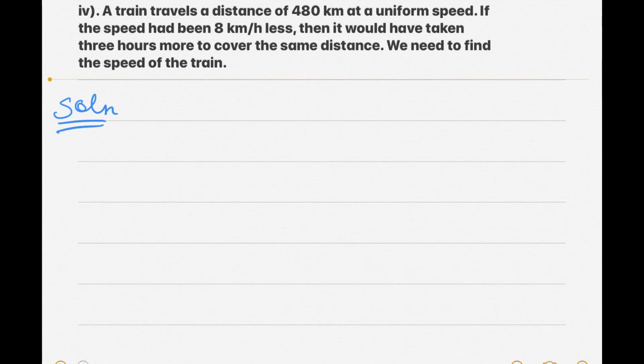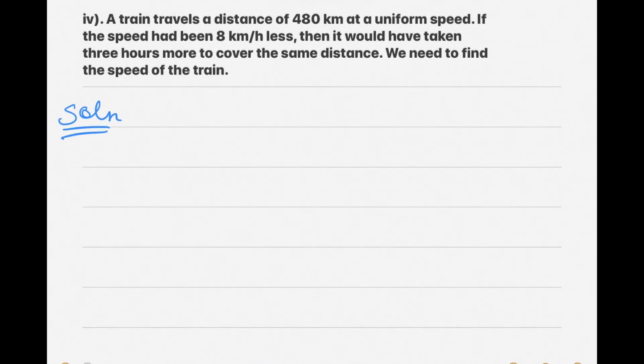The fourth part says a train travels a distance of 480 km at a uniform speed. If the speed had been 8 km per hour less, then it would have taken 3 hours more to cover the distance. They are inversely proportional, guys. So the more the speed, the less the time, and the less the speed, the more the time. Now we need to find the speed of the train.